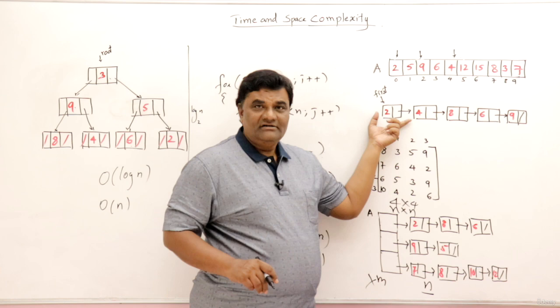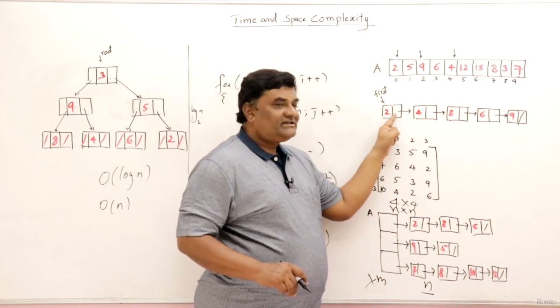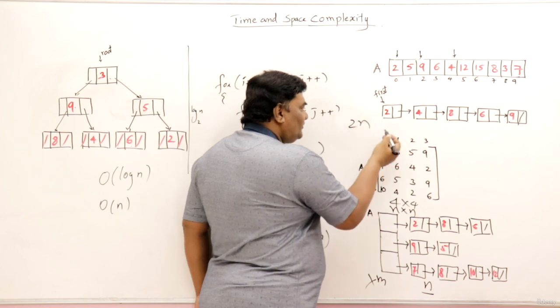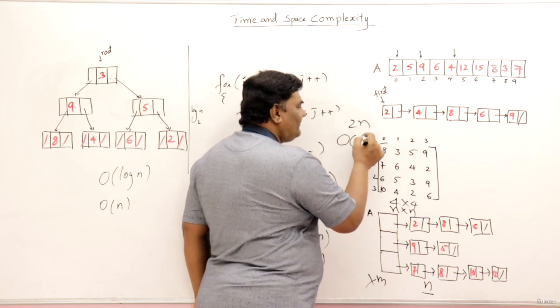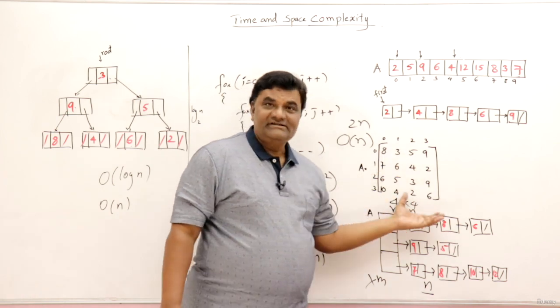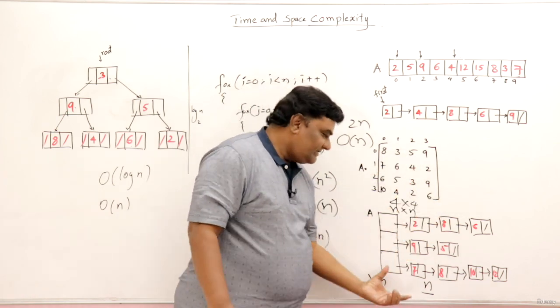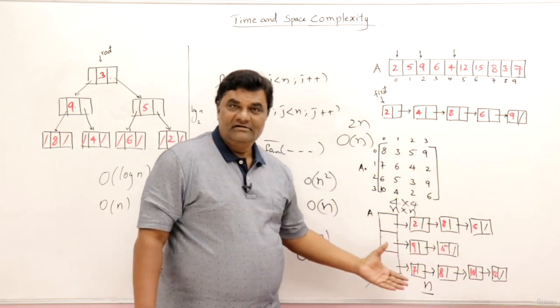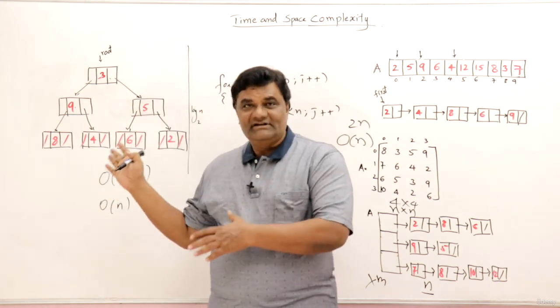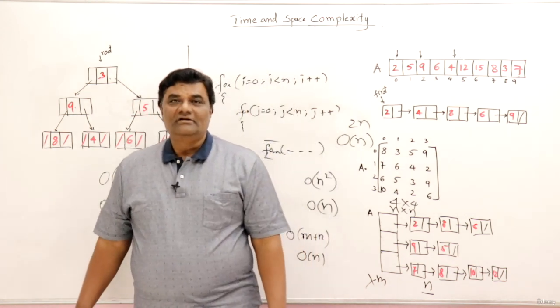Then here also it's n, but along with the element, you need space for links also. So let us say 2n, which is again order of n. Then coming to this, the space is n square, and here it is m plus n, and the space here is n nodes, so it's order of n.